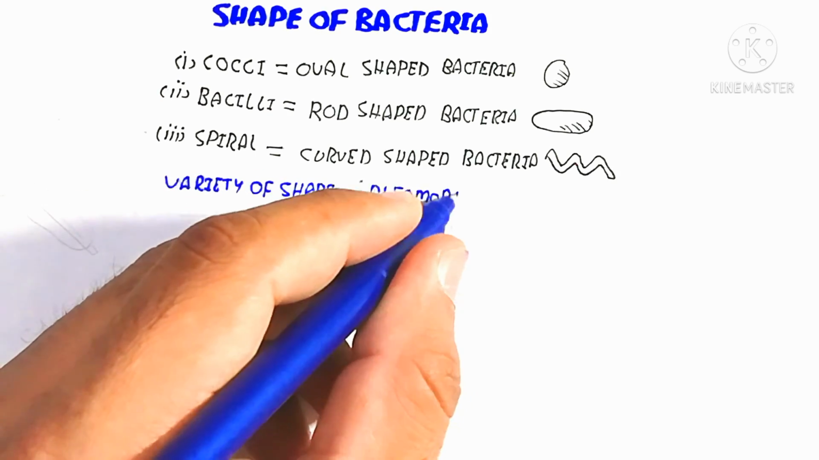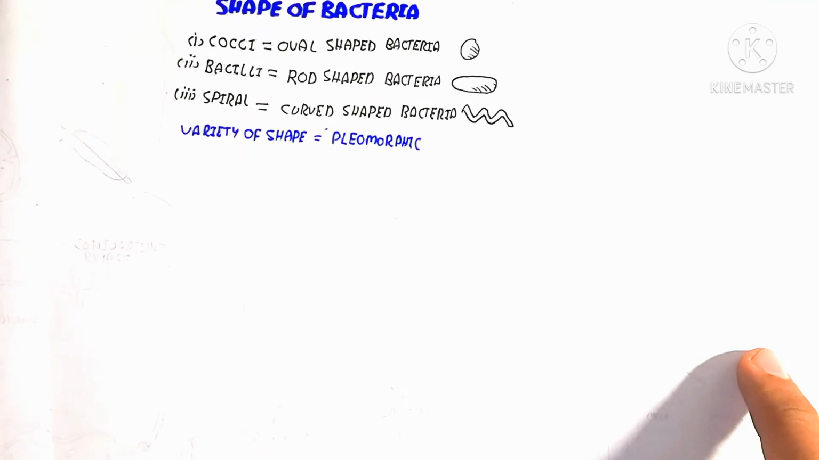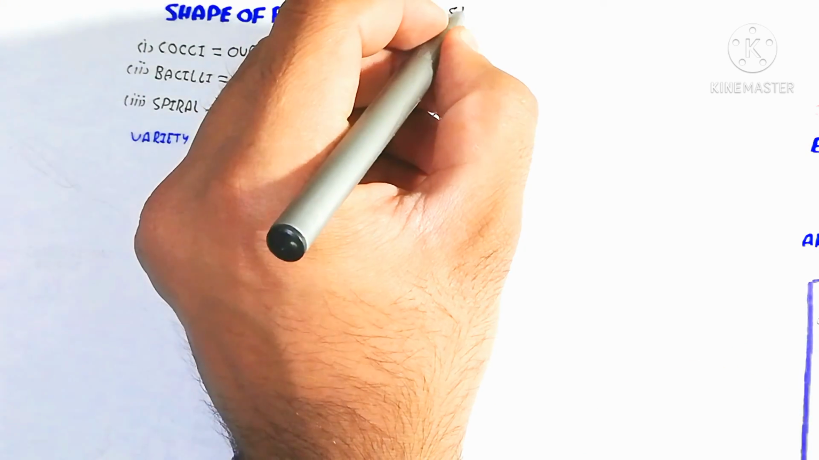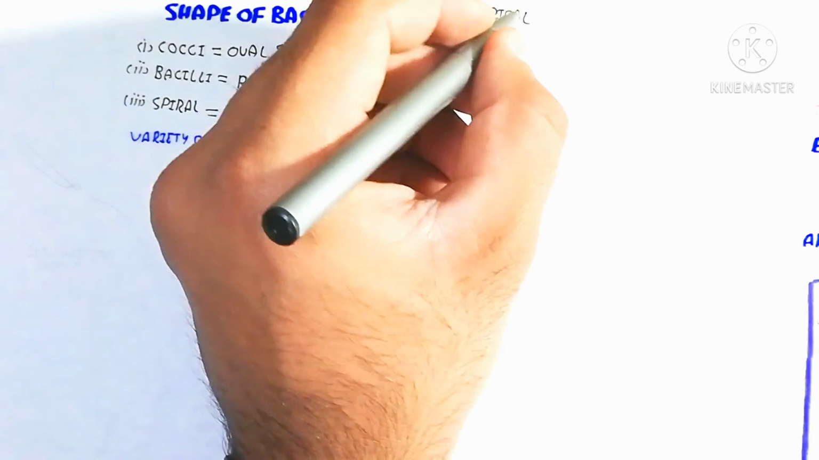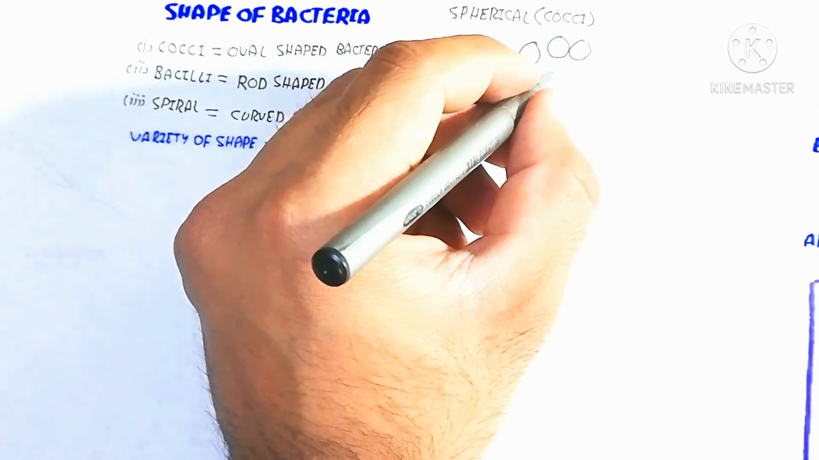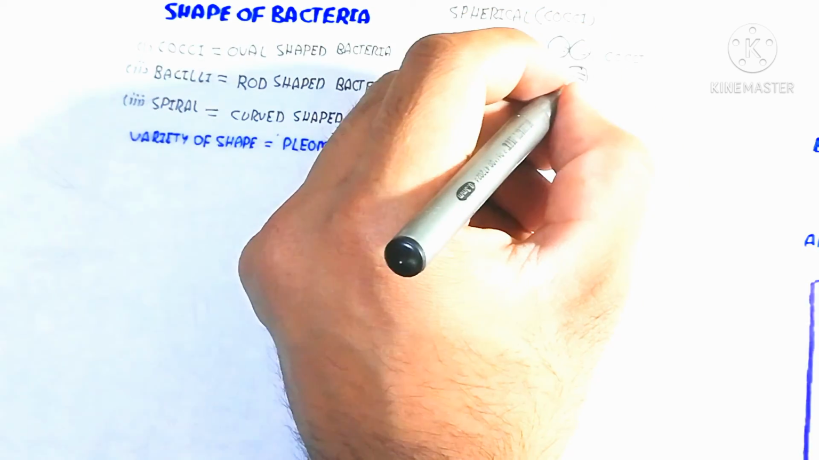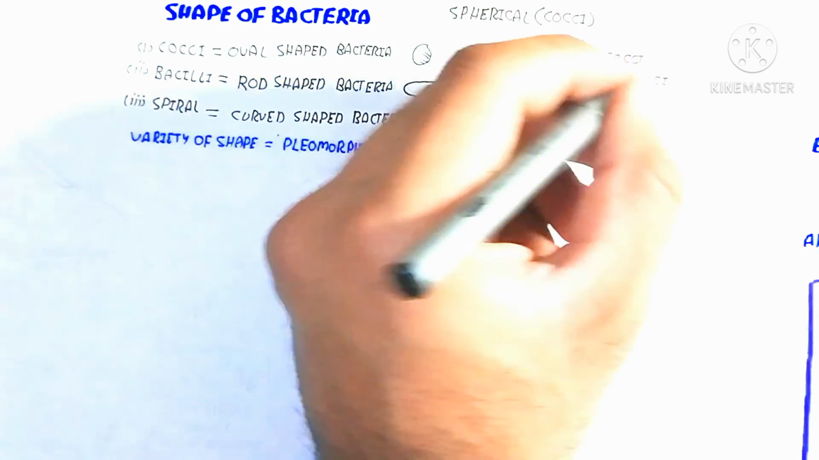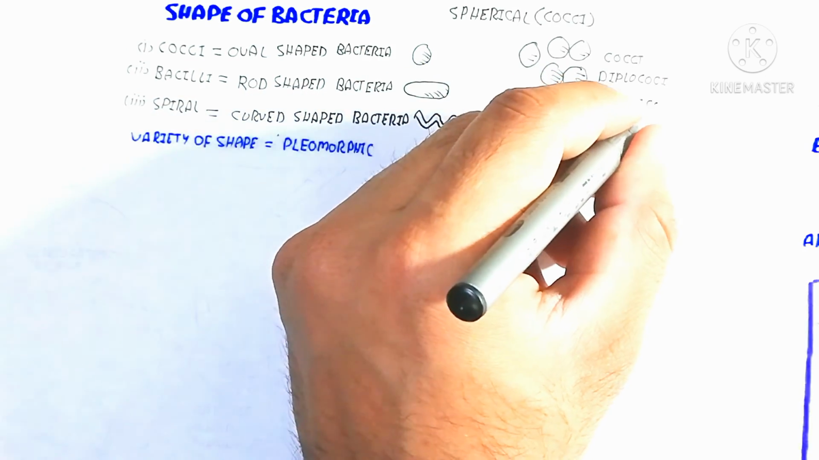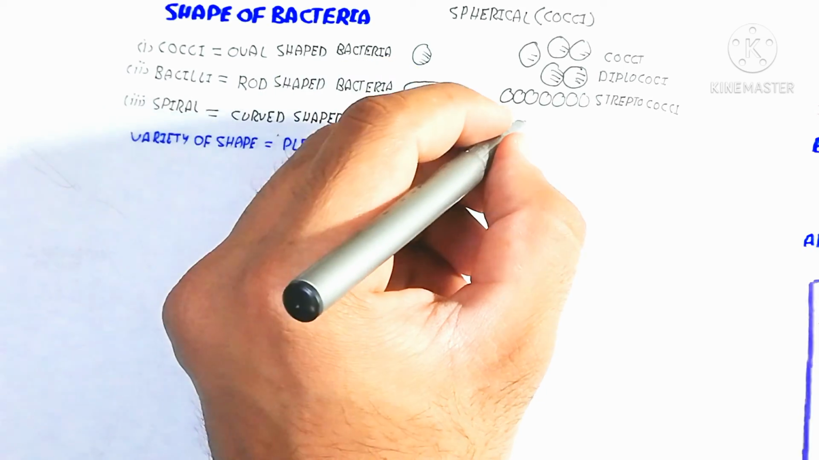Here we will also discuss the spherical cocci, which is also known as cocci. The different types of cocci are in the form of spheres, which can be single or attached to make a colony. Here are two beads interconnected to each other to make a diplococcus or diplococci. Coccus is known as single, while cocci is multiple coccus.